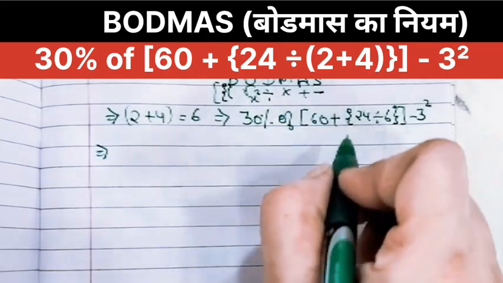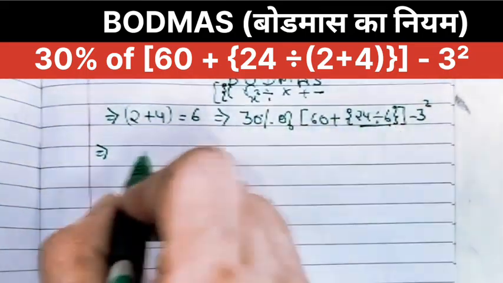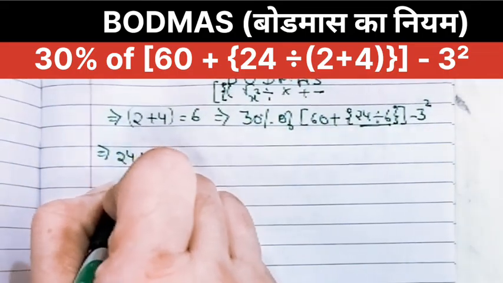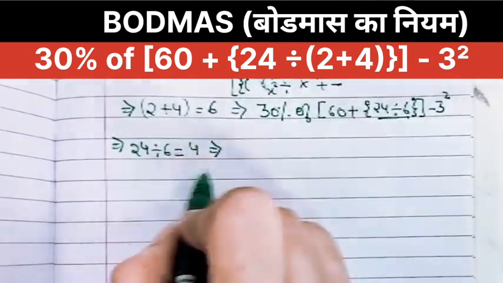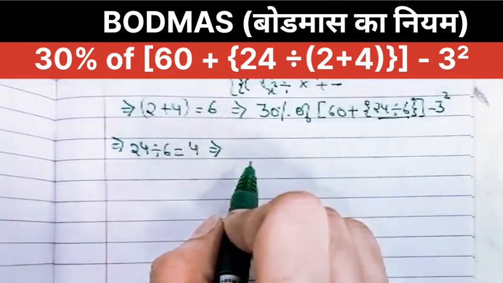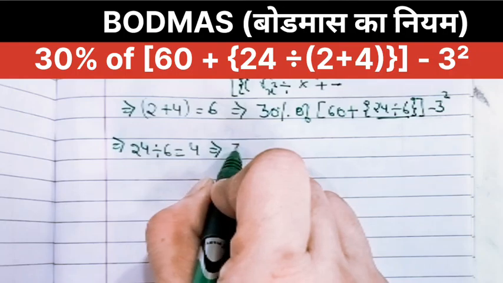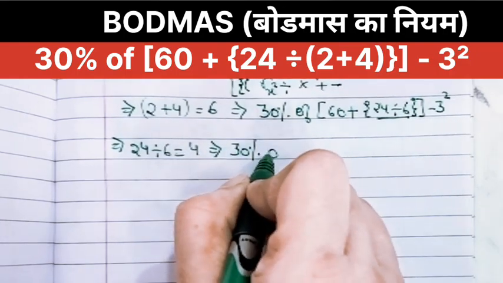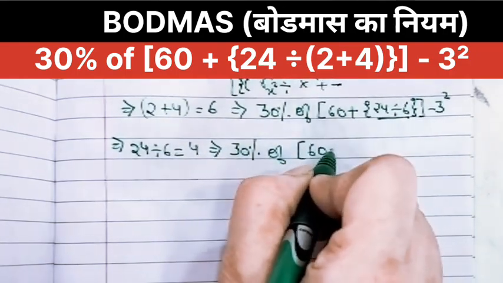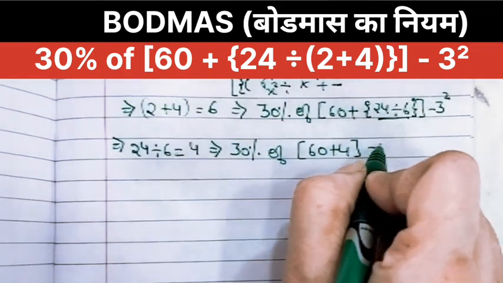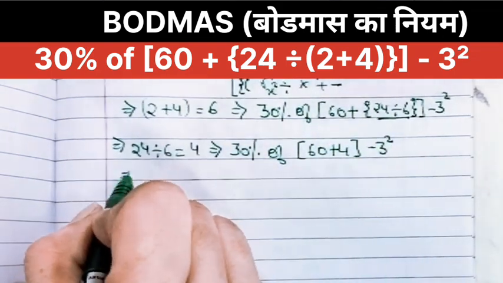According to the next step, solve the curly braces. Now there is a division inside it. Now 24 divided by 6 is 4. According to this step, move to the next outer layer of brackets. And now the current expression becomes 30% of 60 plus 4 minus 3 square. Move to the next step.